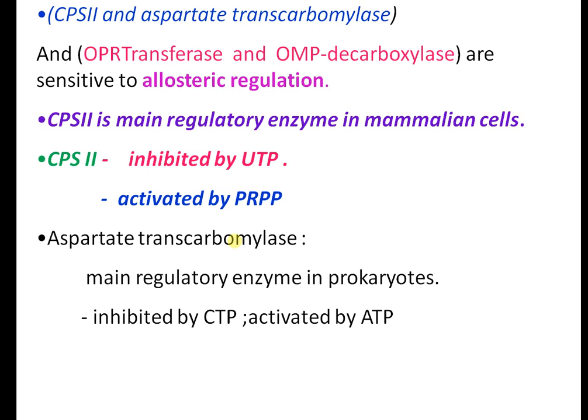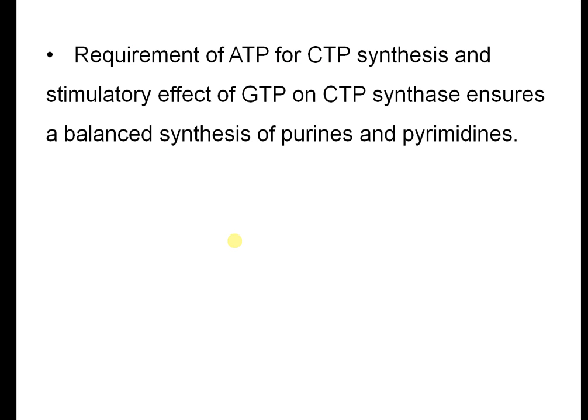Carbamoyl phosphate synthetase 2, aspartate transcarbamoylase, orotate phosphoribosyl transferase and orotidylate monophosphate decarboxylase are sensitive to allosteric regulation. CPS 2 is the main regulatory enzyme in mammalian cells, inhibited by UTP and activated by PRPP. Aspartate transcarbamoylase is the main regulatory enzyme in prokaryotes, inhibited by CTP and activated by ATP. The requirement of ATP for CTP synthesis and the stimulatory effect of GTP on CTP synthesis ensure a balanced synthesis of purines and pyrimidines.